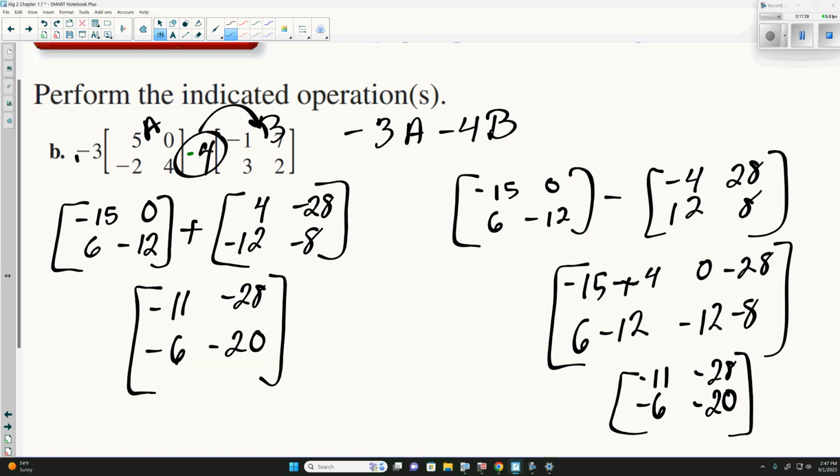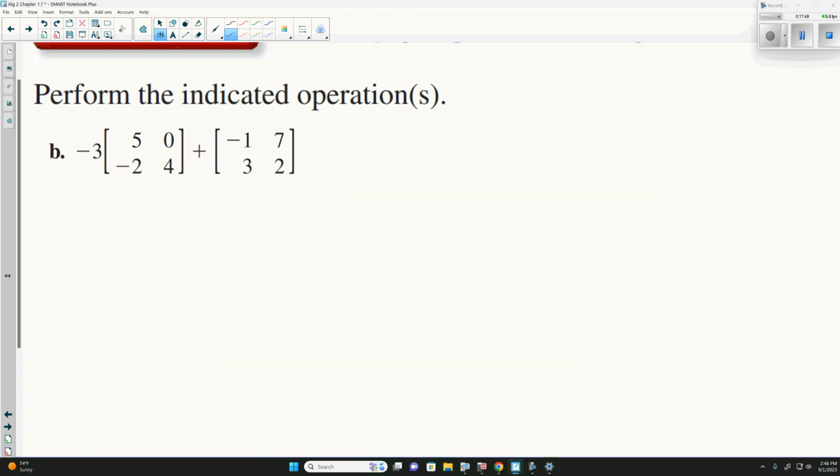Does that make sense? Because what I want to avoid is that you apply the negative like we did here, and then instead of adding, you go on and subtract again. We can't do that, because that's two subtractions. That's just going to change everything's sign. But if we did this here, the first thing we would apply is the scalar. We could do negative 3 times 5, negative 3 times 0, negative 3 times negative 2, and negative 3 times 4.